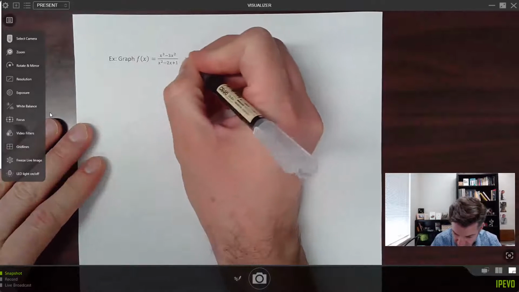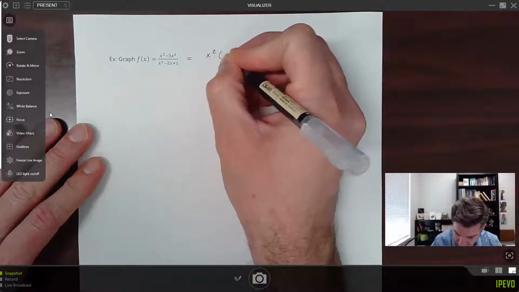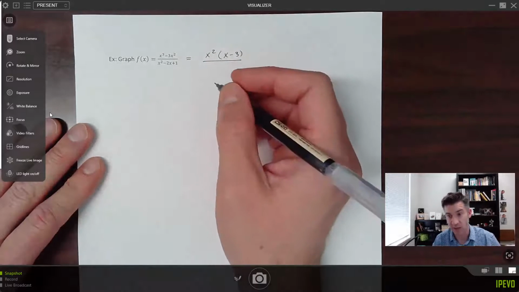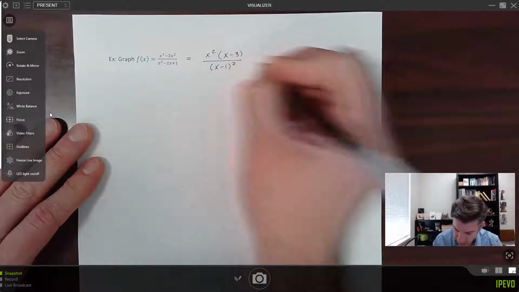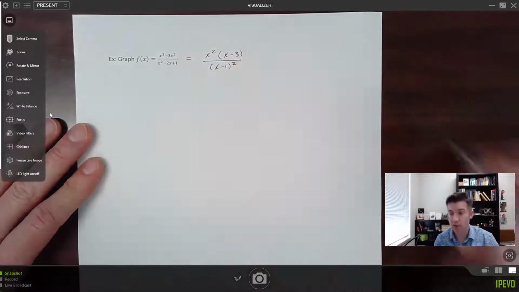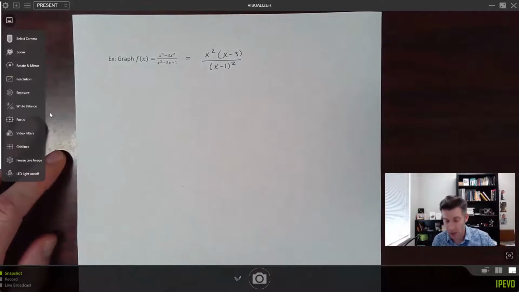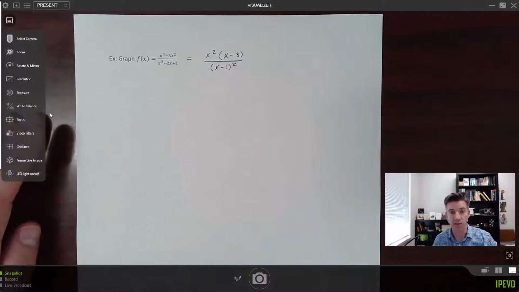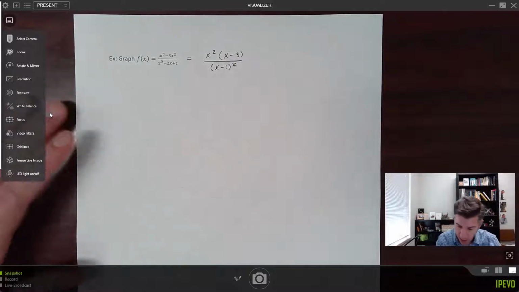So if I factor from the top, I can factor out x squared and I'm left with an x minus 3. And the denominator factors as x minus 1 times x minus 1, which is going to be x minus 1 squared. Often the factored version is better for finding the x things like the x-intercepts and the vertical asymptotes, whereas the unfactored version is better for finding the y things like the y-intercept and the horizontal or slant asymptotes.